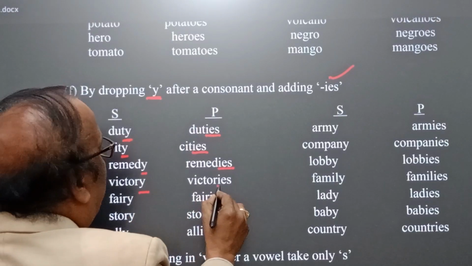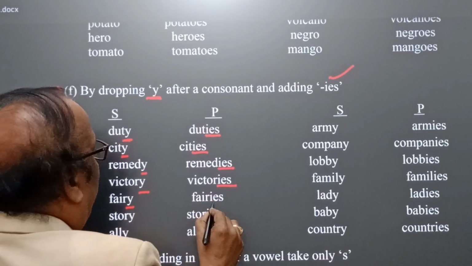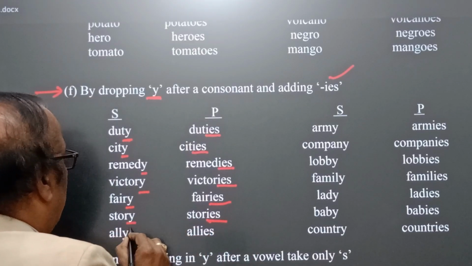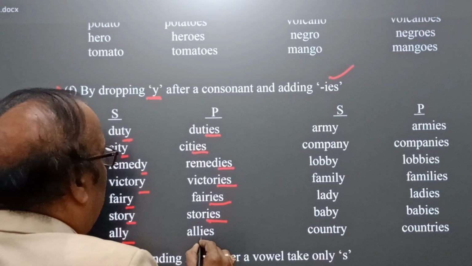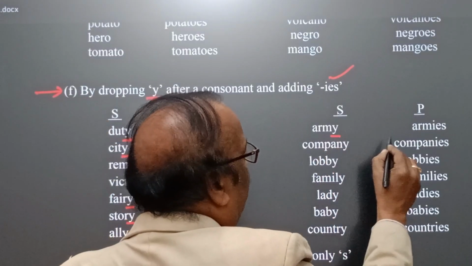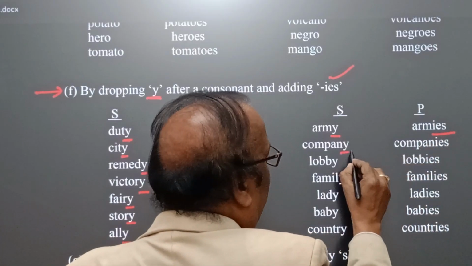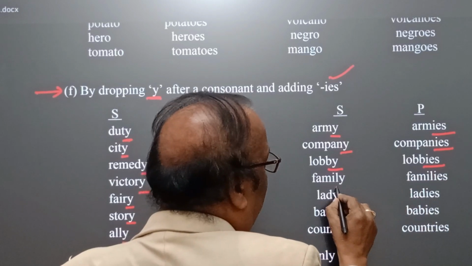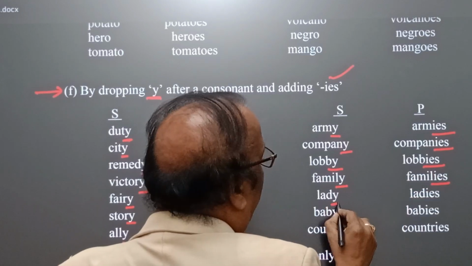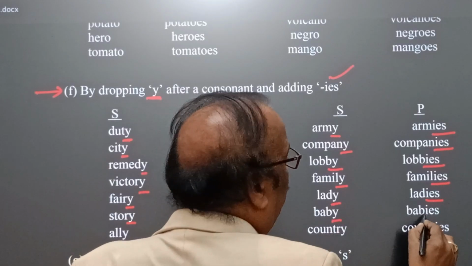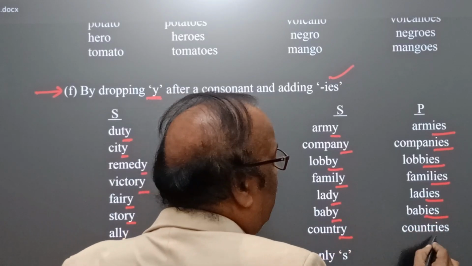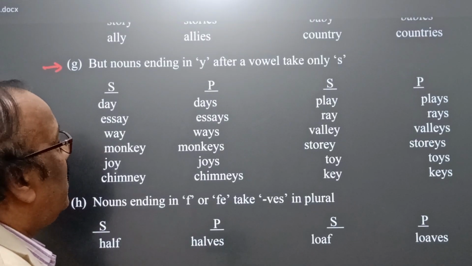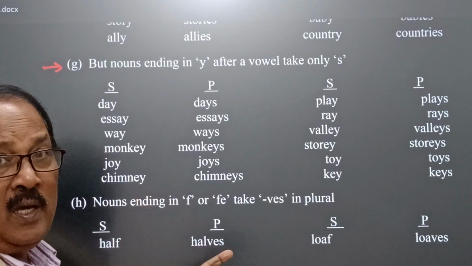Victory, victories; fairy, fairies; story, stories. Similarly army, armies; company, companies; lobby, lobbies; family, families; lady, ladies; baby, babies; country, countries. But nouns ending in y after a vowel take s. Yes, this is exceptional.